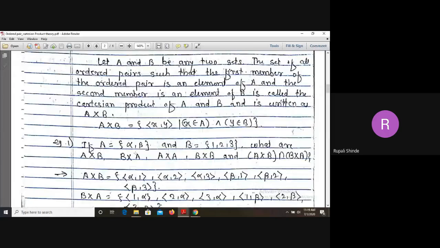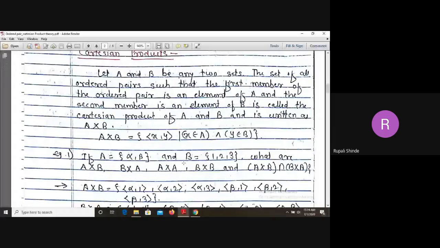Now, in this second example, we have to find out the value for B Cartesian product A. First, we have to consider set B and then set A. So again we have to find out such ordered pairs whose first element is from set B and second element from set A. Okay. The first element of set B that we consider is 1.